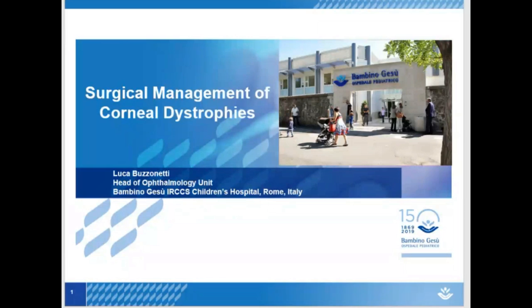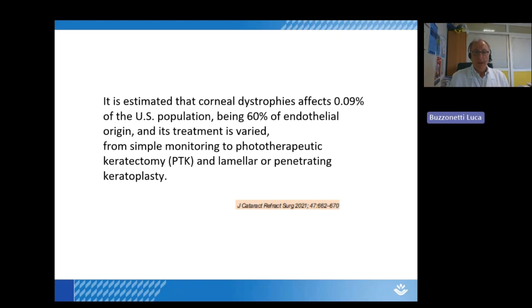I'm sorry, but with this presentation, I will not give you a defined association between each corneal dystrophy and a possible surgical treatment, because the approach is related to the site of the dystrophy. So if it is epithelial, stromal or endothelial.